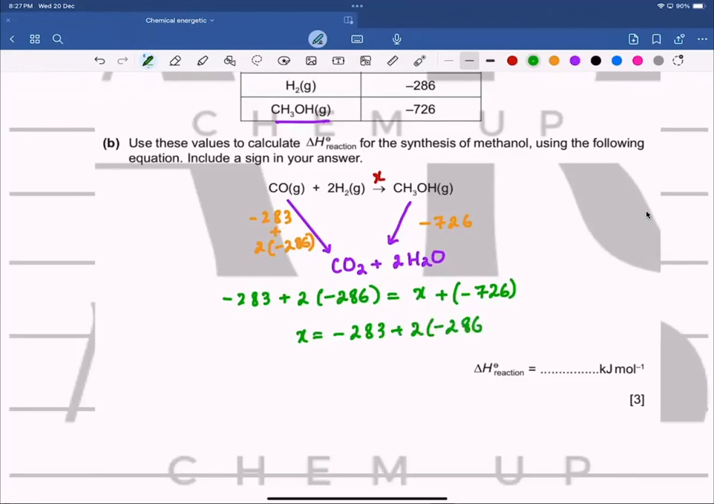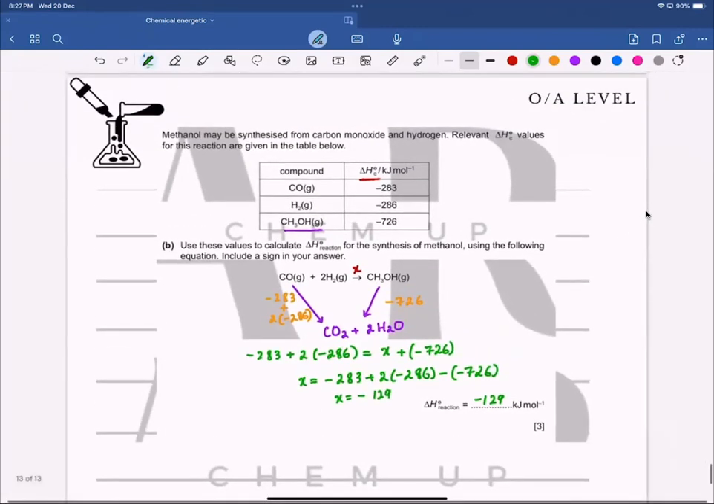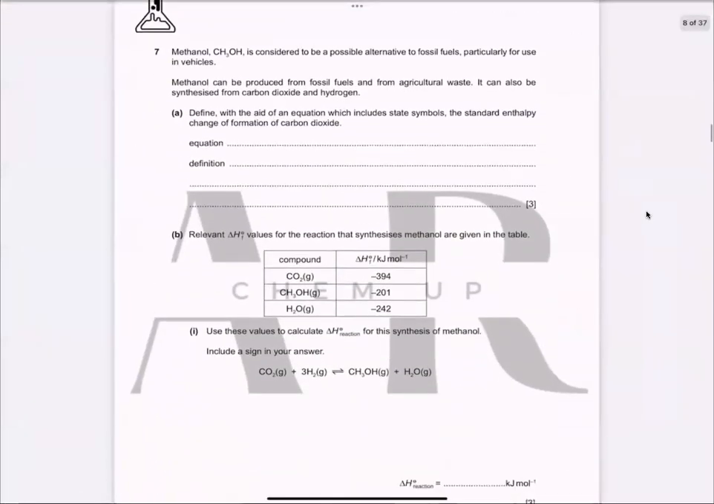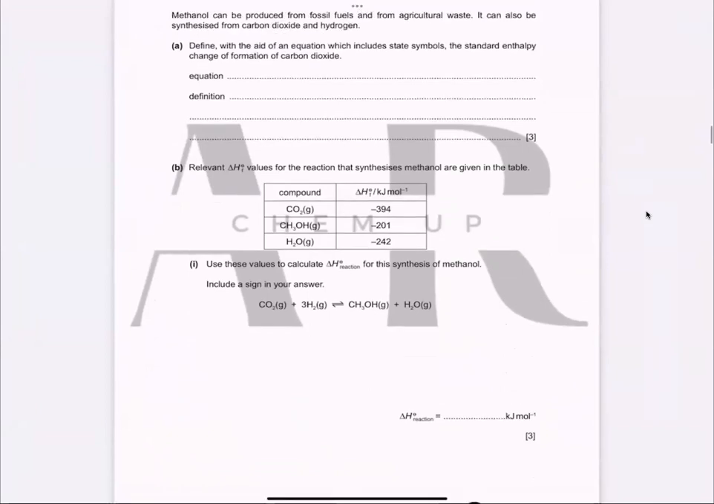Kubra, did you understand this? Yes, sir. So the value of x is going to be positive 129. No, sorry, negative 129. What was it, Amna? Sir, negative 129. Negative 129. Now, is this clear to all of you? Yes, sir. Okay.